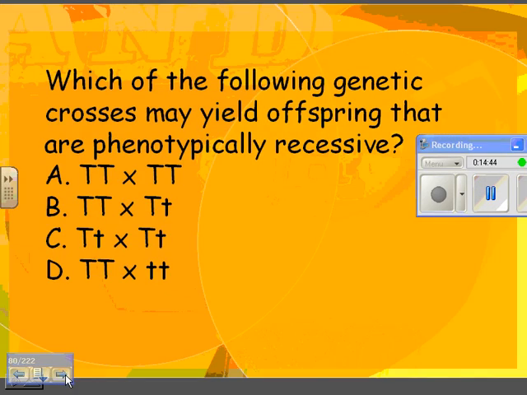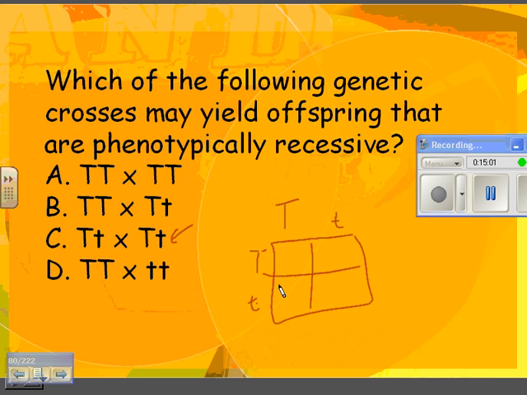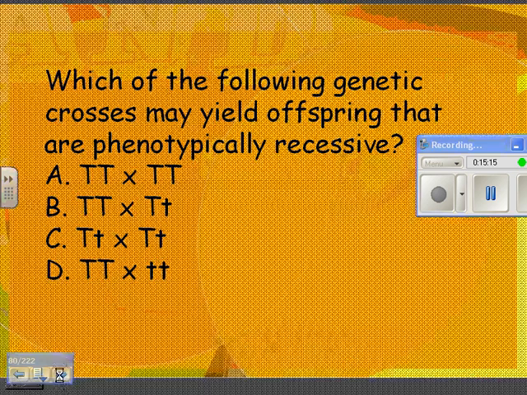Which of the following genetic crosses may yield offspring that are phenotypically recessive? Let's look at this one because it's got a recessive on this side. So big T, little t mated with big T, little t. You do that cross, and the sperm fertilizes that egg. It's going to look like this. So that would be recessive. None of the others would because these are all donating only the dominant one, and so there would be none that are recessive. And that is the end of my story.